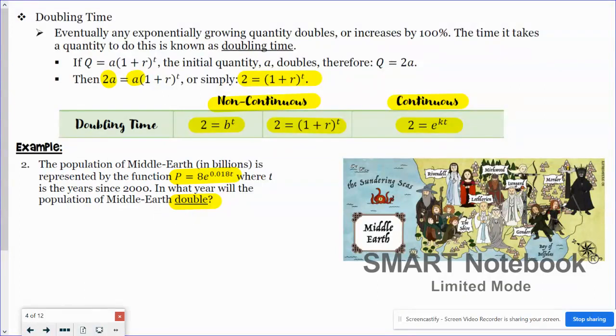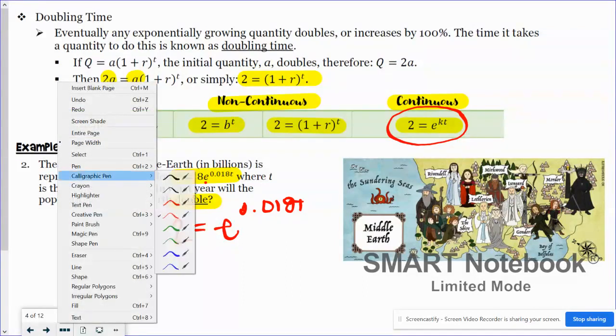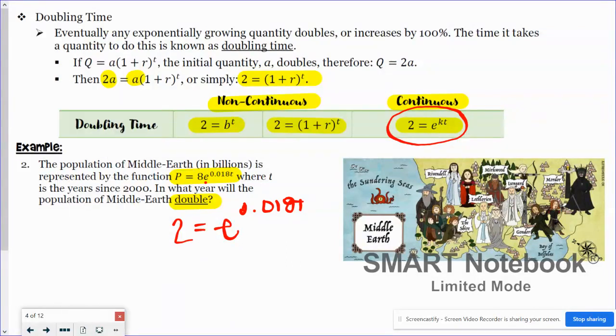The fact that this is a base e function makes me want to use this function over here: 2 is equal to e to the kt power. So I've got 2 equal to e to the kt power. Kt is given to us to be 0.018 times t. So there's my 2 equals e to the kt power. And so now I just need to solve this. I'm going to solve this equation using logarithms. So I'm going to take the natural log of both sides.